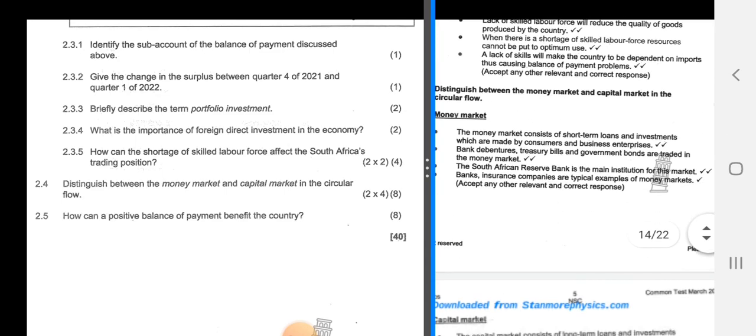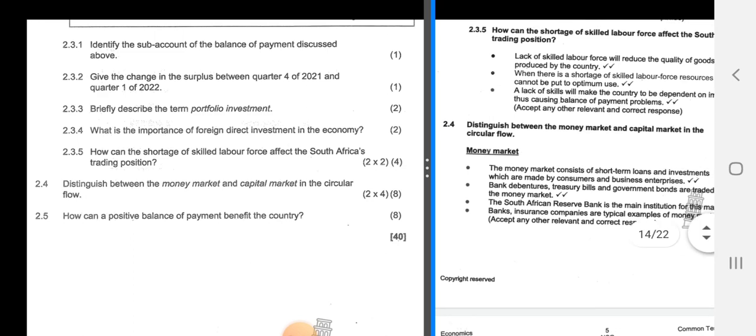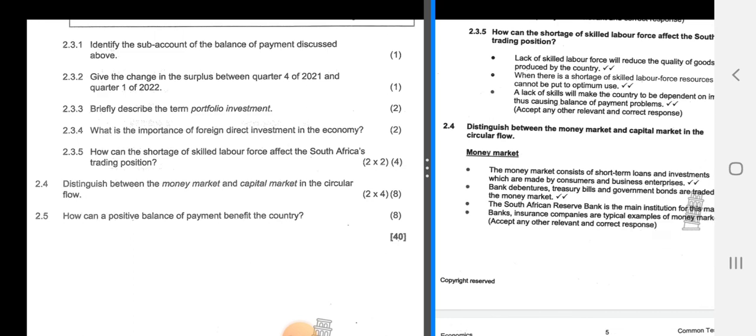Okay, and 2.4 says distinguish between the money market and the capital market. Distinguishing is what are the differences, differentiate. Okay, what is the money market? What is the capital market? So the money market consists of short-term loans and investments which are made by consumers.